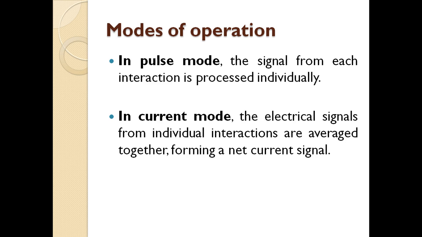Now we will discuss mode of operation. Basically, detectors operate in two modes, pulse mode and current mode. In pulse mode, the signal from each interaction is processed individually. In the current mode, electrical signals from individual interactions are averaged together, forming a net current signal.